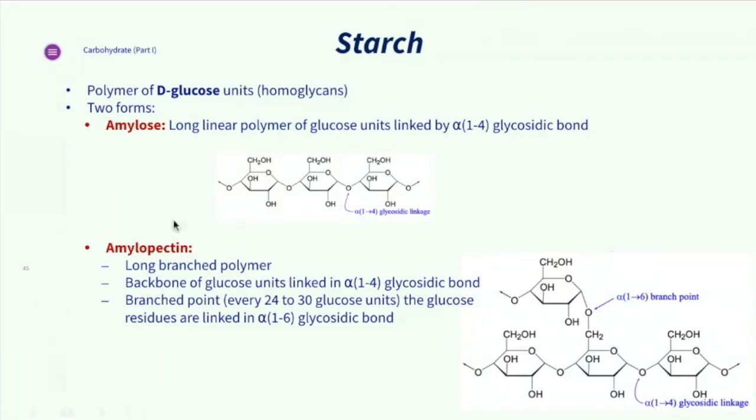That is for amylose. And amylopectin is a long branched polymer, where the backbone of glucose is linked with alpha 1,4 glycosidic bonds, and the branch point, which occurs every 24 to 30 glucose units, is linked with an alpha 1,6 glycosidic bond. So this is a linear form like the amylose, but when it has a branch at the alpha 1,6, C1 interacts with the C6 of another glucose, and it becomes the alpha 1,6 branch point. Okay, that is amylopectin, which is the branched polymer, more complex compared to amylose.